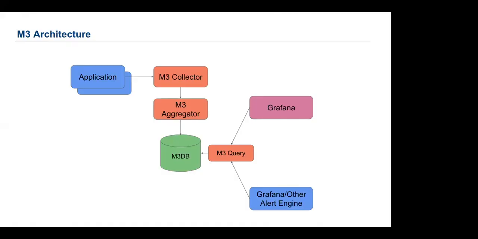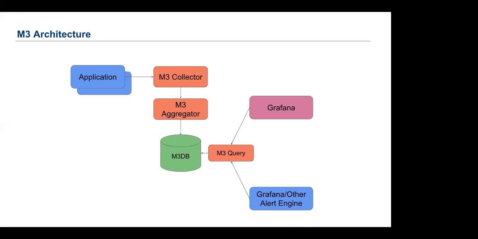I'm going to talk briefly about M3, which is our metric stack. This is the high-level architecture for M3. Think about an application. It runs whatever code you write in it, and then it has an M3 client, which emits metrics to the M3 collector. Within Uber, we run the M3 collector co-located to the host. Every host at Uber has an M3 collector daemon running, and the application just emits the metric to its local daemon. M3 collector then forwards the raw metrics to M3 aggregator.